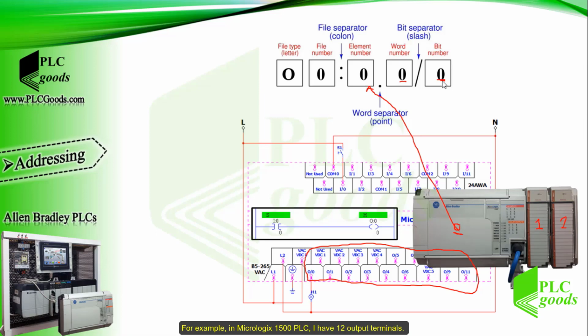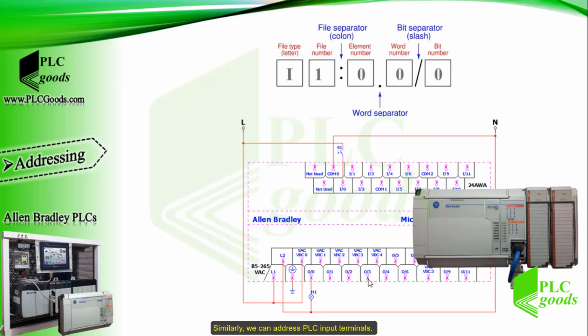For example, in the MicroLogix 1500 PLC, I have 12 output terminals. Hence, 0 refers to the first digital output and number 3 refers to this output, O:0/3.